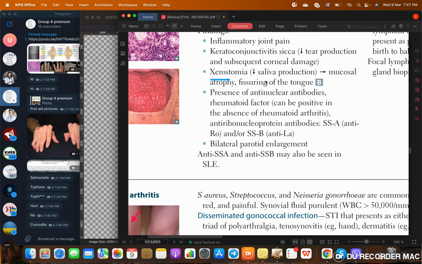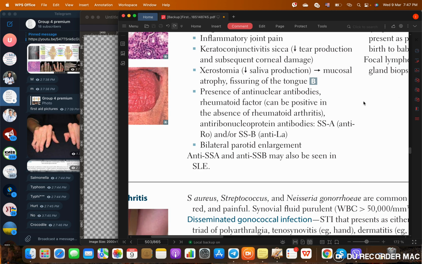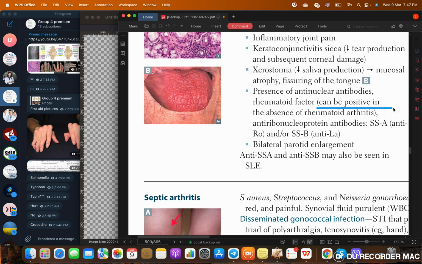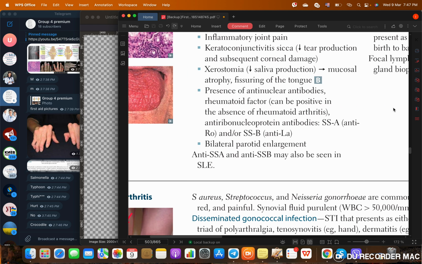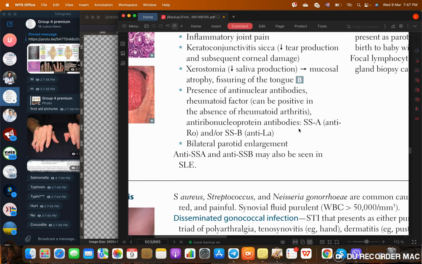Xero means dry. Stomia means mouth, so their mouth will be dry. Mucosal atrophy and fissuring of the tongue can occur, as you can see here. Presence of antinuclear antibody can occur, and rheumatoid factor can be positive in the absence of rheumatoid arthritis. Anti-ribonucleoprotein antibody can be seen. And in addition to this, remember Rola, the dry lady. This patient can have anti-SSA and anti-SSB. Anti-SSA is anti-Ro. Anti-SSB is anti-La. So together, it's Rola, okay? Rola is basically the antibody against her because she's dry.